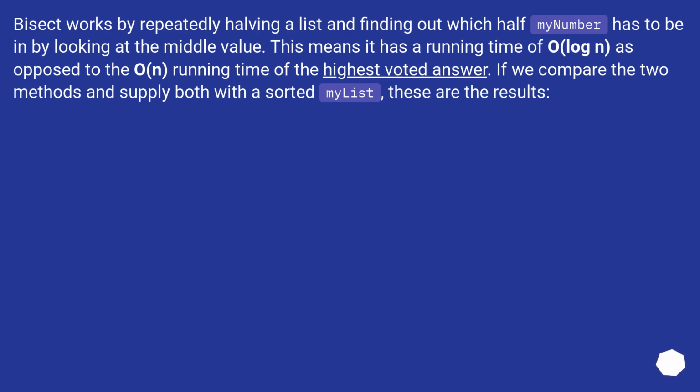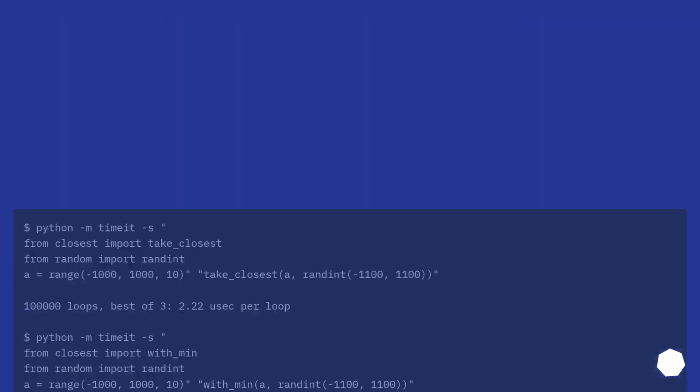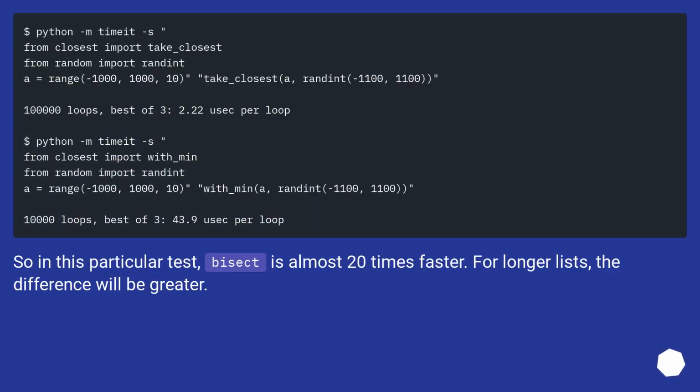If we compare the two methods and supply both with a sorted mylist, these are the results. So in this particular test, bisect is almost 20 times faster. For longer lists, the difference will be greater.